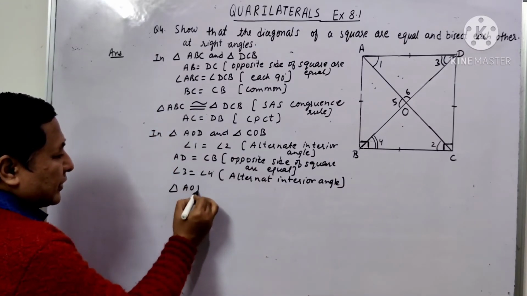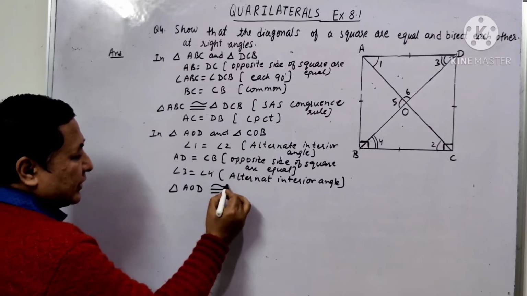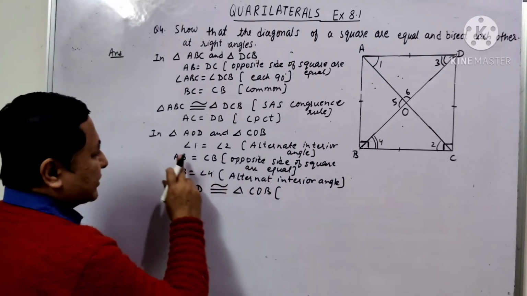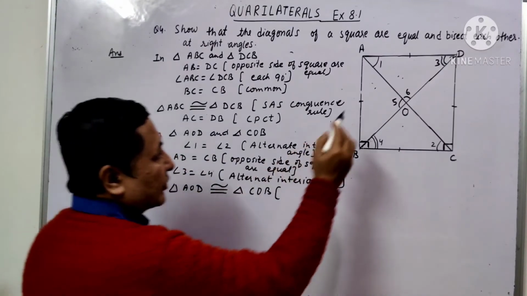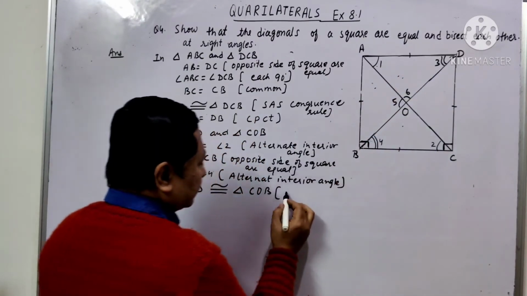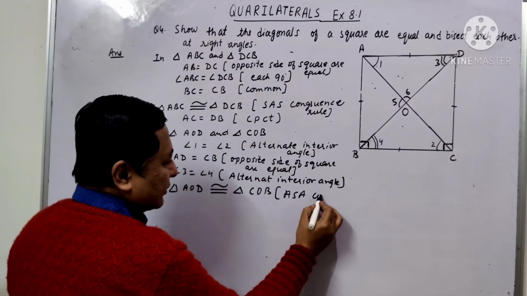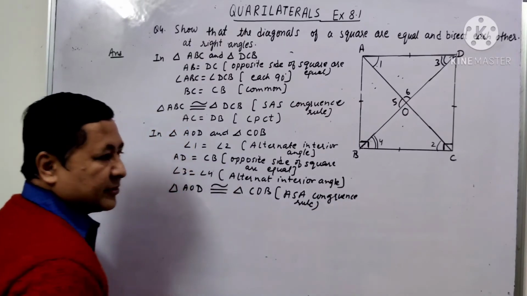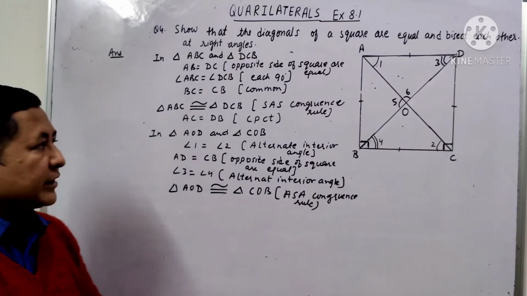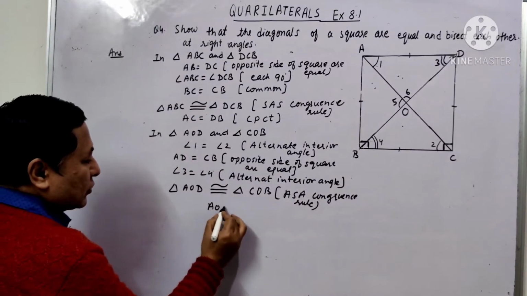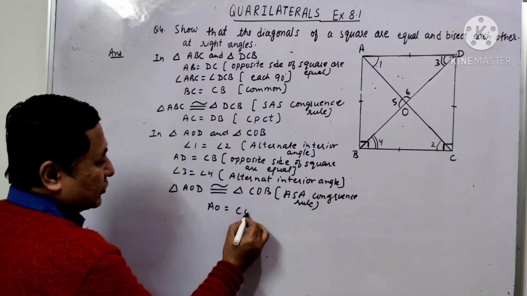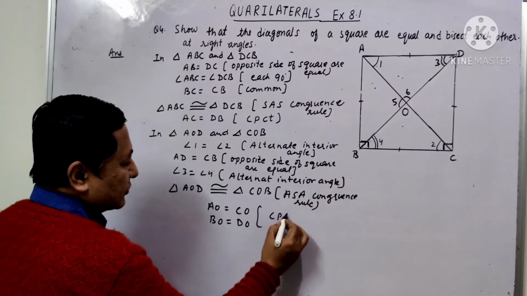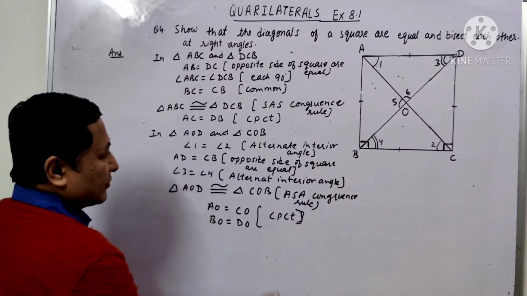Again, triangle AOD is congruent to triangle COB by the rule that is angle, side, angle. So ASA congruence rule. Now by CPCT, that means corresponding parts of congruent triangles, AO is equal to CO and BO is equal to DO, that is due to CPCT, corresponding parts of congruent triangles.